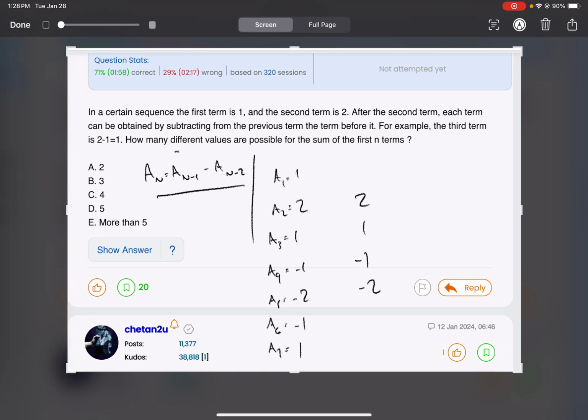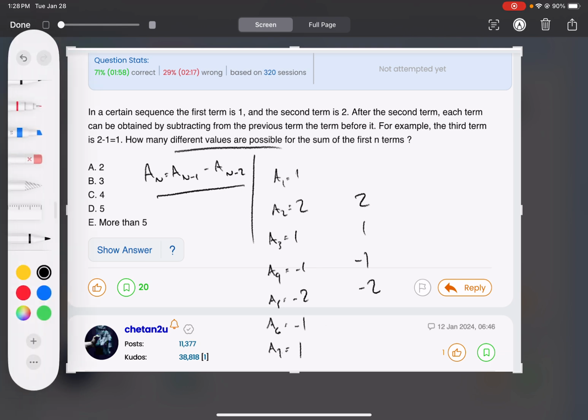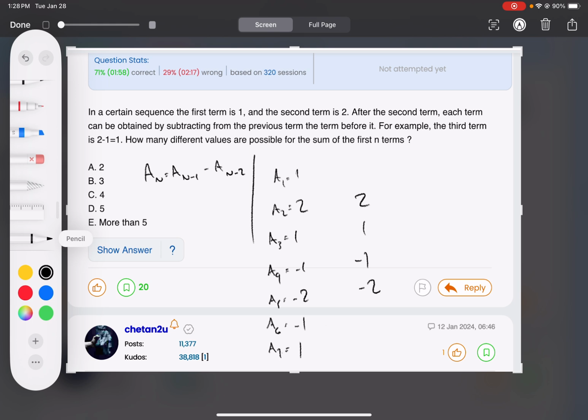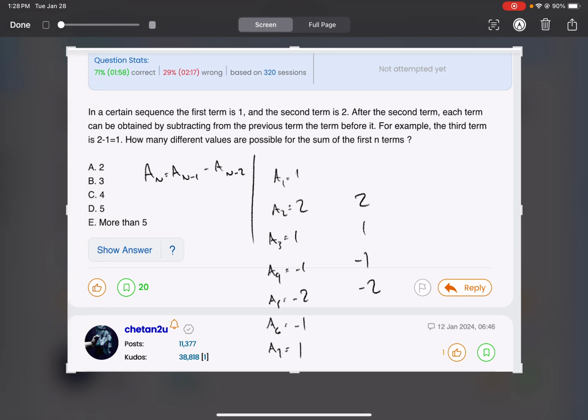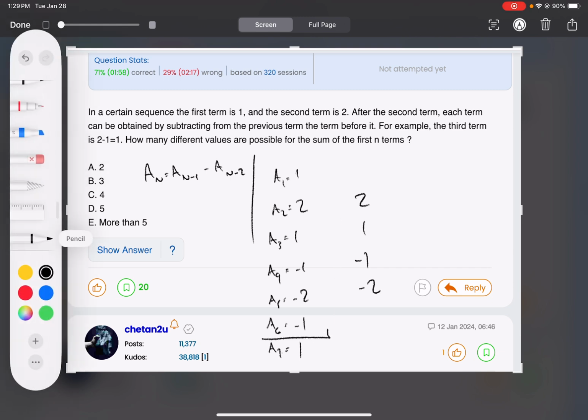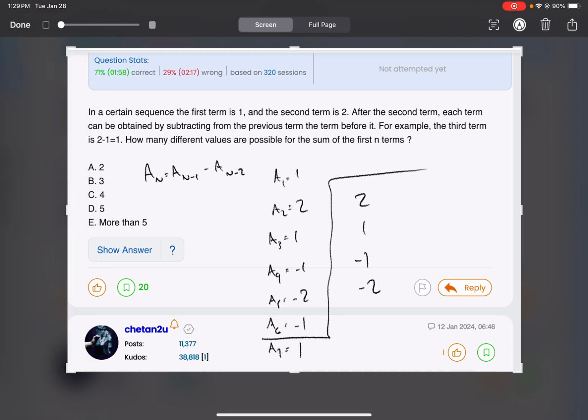So how many different possible values are there for the sum of the first n terms? Once we get a cycle, it looks like the cycle is repeating. It starts over after the sixth term. So I'm not going to get any more new sums, unless the sum is a non-zero term, but let's just see.